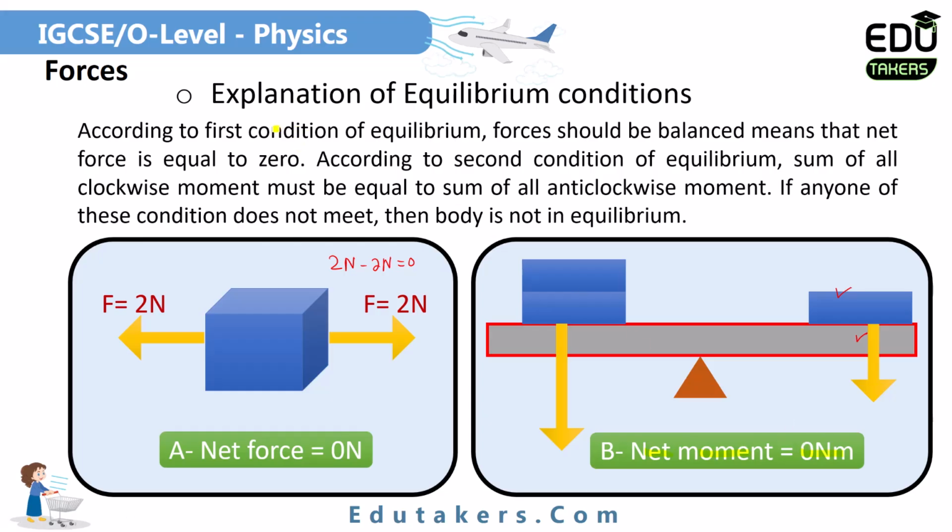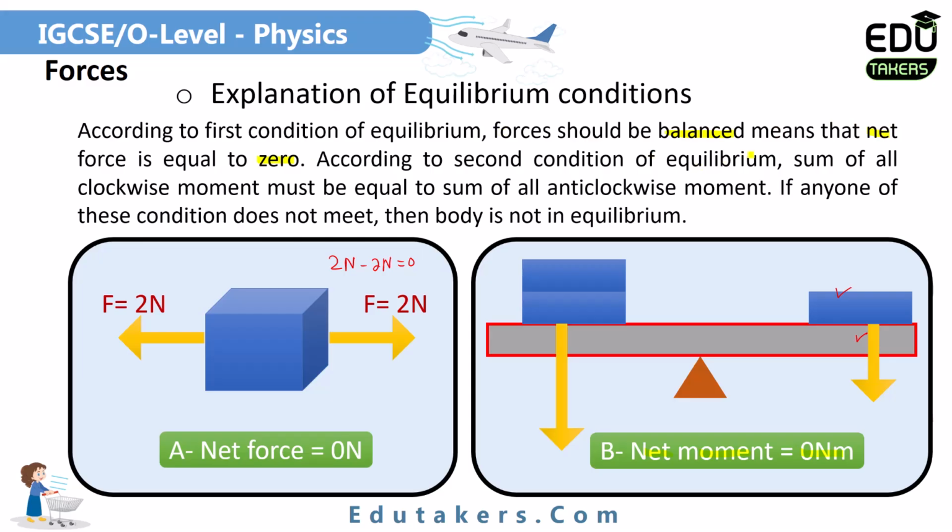So here is the explanation for the equilibrium conditions. According to the first condition of equilibrium, the forces should be balanced. What is meant by balanced forces? It means that all the forces acting on the object act in such a way that when you find out the sum of forces, it would be equal to 0 Newton. The forces should be balanced means that the net force is equal to 0.